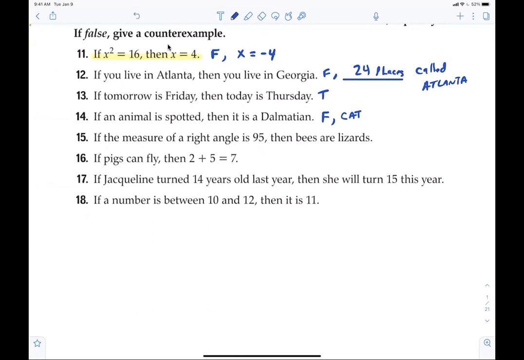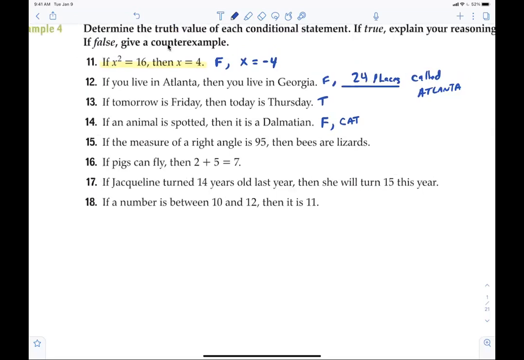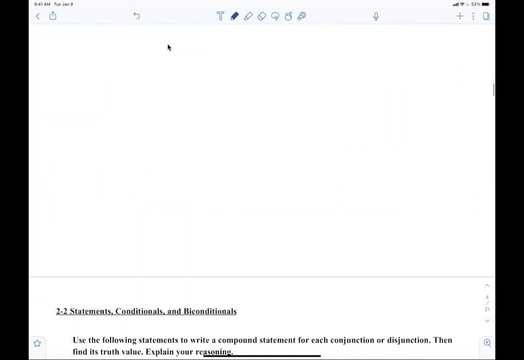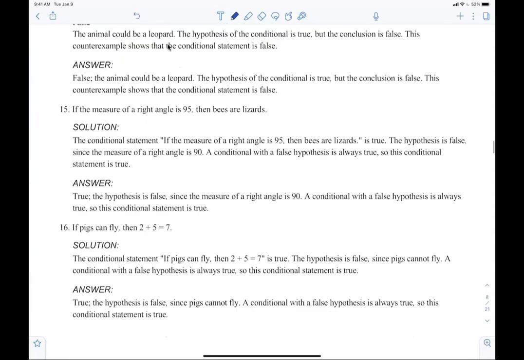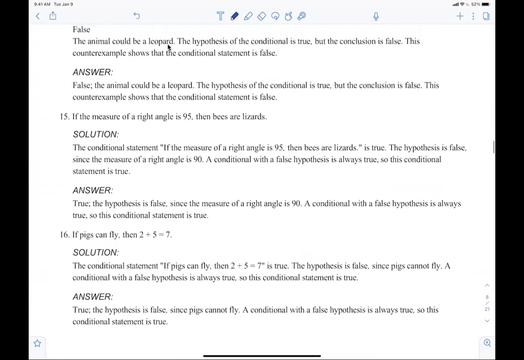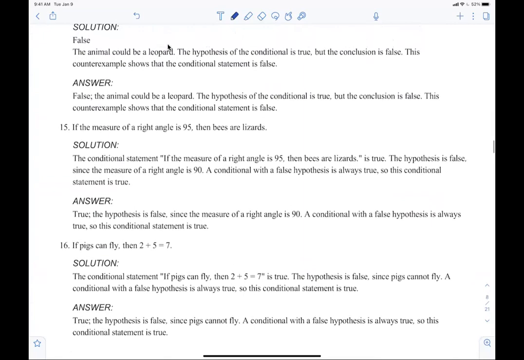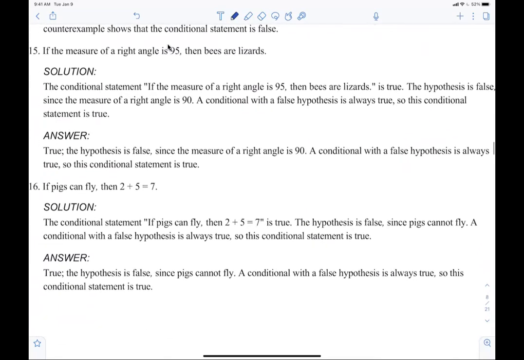So 15. If the measure of a right angle is 95, then... Actually, these are lizards. We should just put false. Wait, how do you get the answer? It makes no sense. Watch me, true. Here we go, guys. This is why I put it up here.